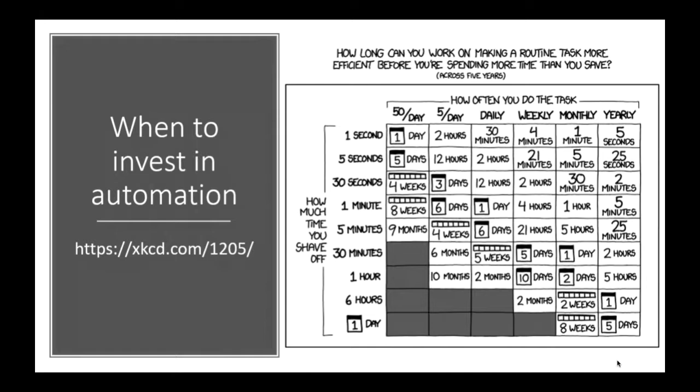But the point is, this is a pretty straightforward lookup table to figure out, okay, what task am I doing? How long am I doing it for? And then, is it worth improving? If the answer is yes, then you're wasting time by not doing it. It's a lost opportunity cost. So that'll be available for your reference, and it's on the internet.